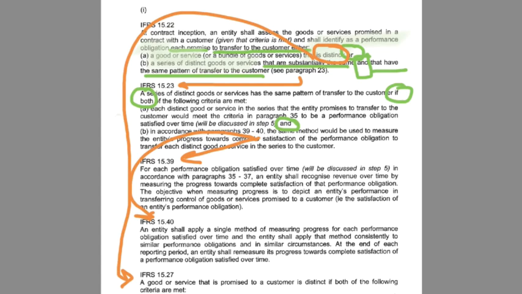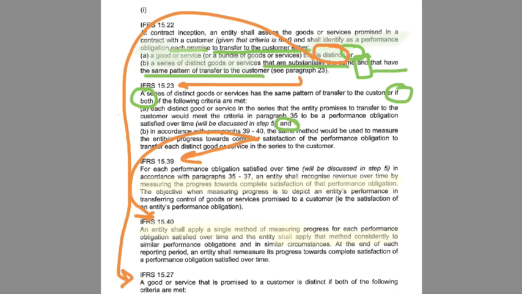So what is paragraph 39? For each performance obligation satisfied over time, and we will discuss this satisfy over time in a further step, an entity shall recognize revenue over time by measuring the progress towards complete satisfaction of that performance obligation. An entity shall apply a single method of measuring that progress for each performance obligation satisfied over time, and shall apply that method consistently to similar performance obligations and in similar circumstances.